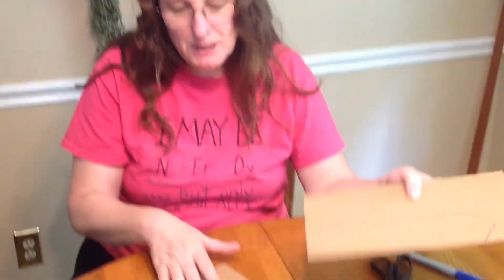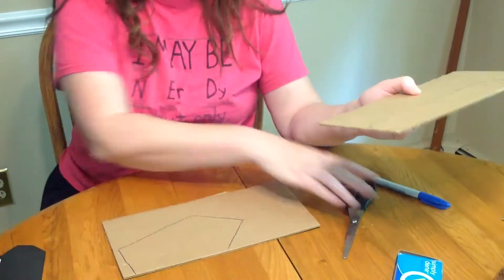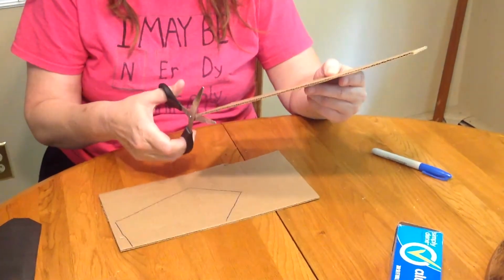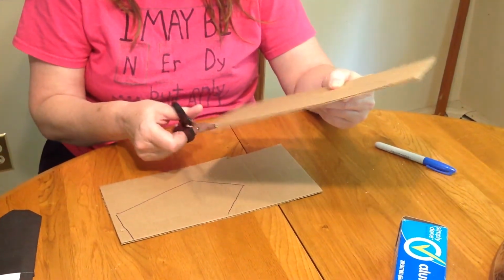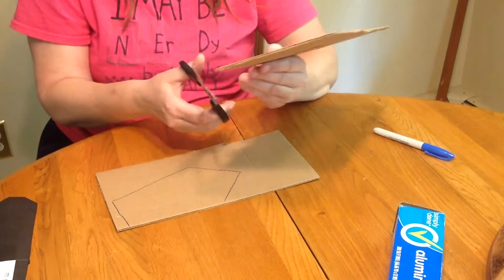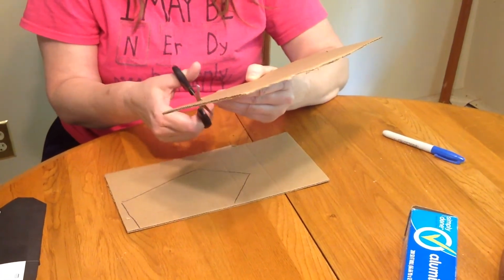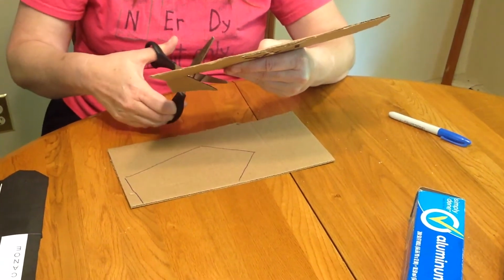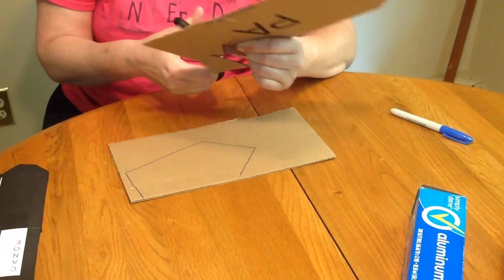Alright, so I traced my 2 shapes on my cardboard. Now I'm going to cut them out. This is kind of hard because it's cardboard, and if your scissors aren't really good, it might take you a little while. So just carefully cut out your shapes, like I'm doing now.